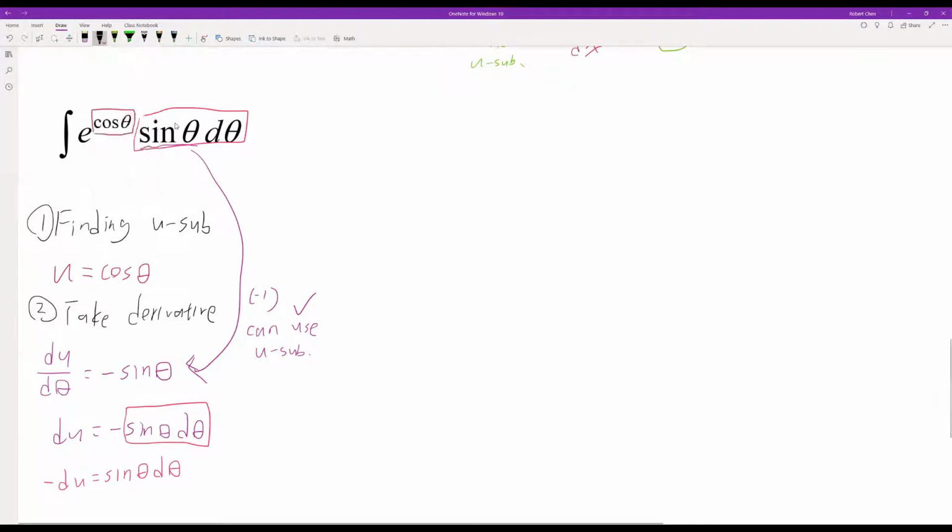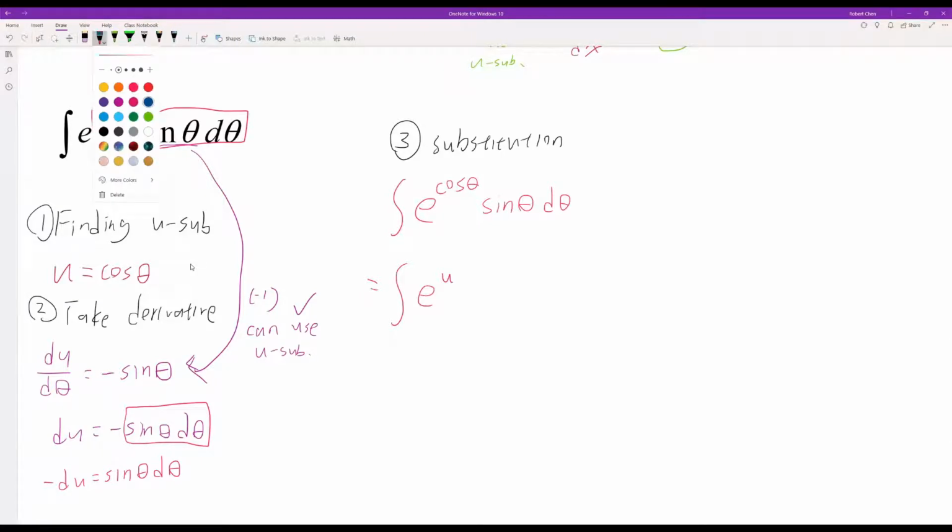Okay. Step 3, substitution. All right. So we started with e to the power of cosine theta, sine theta, d theta. So e will be there. Cosine is now just u, right? We picked our u to be cosine, the inner function. So that's just a u. And all of this, sine theta d theta, can be replaced with just a negative du. Like that, okay?